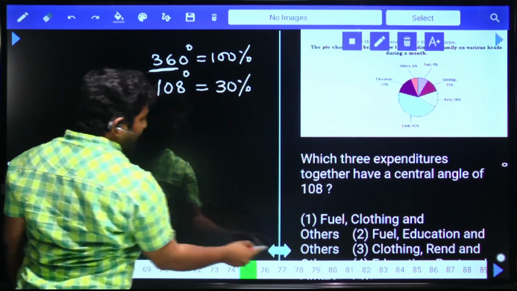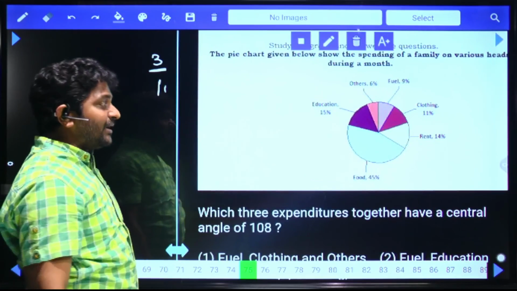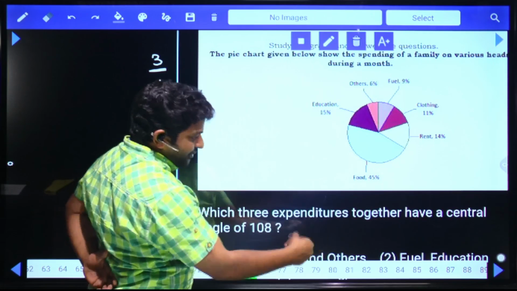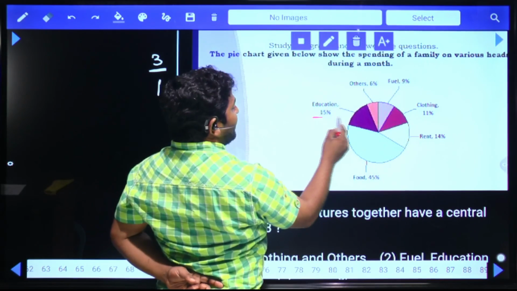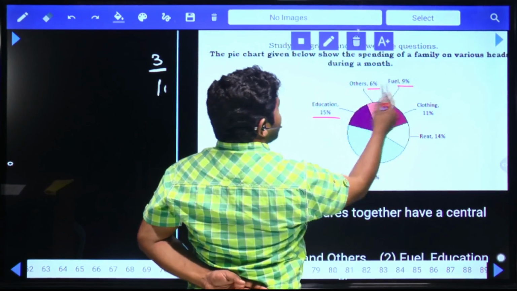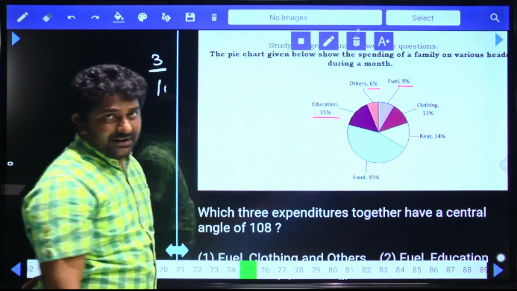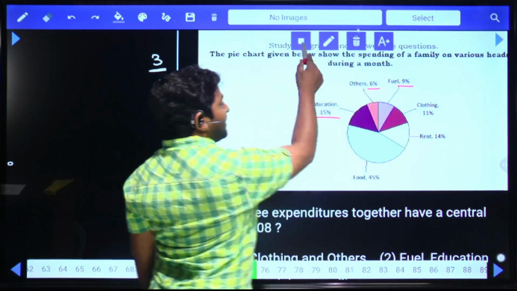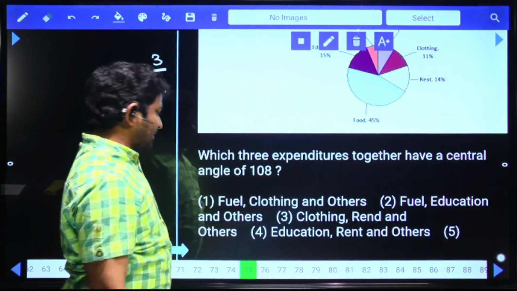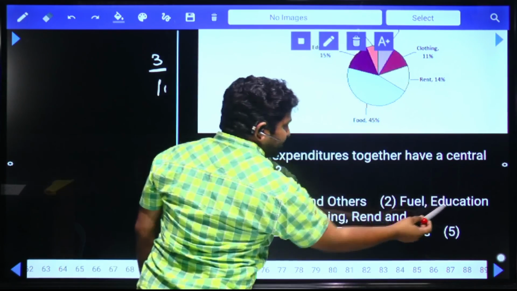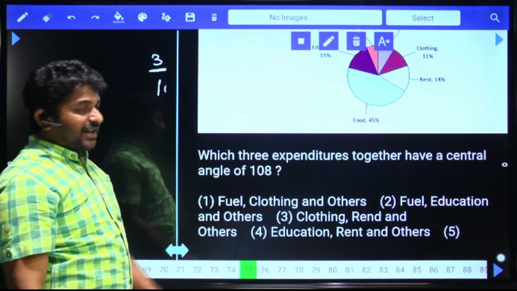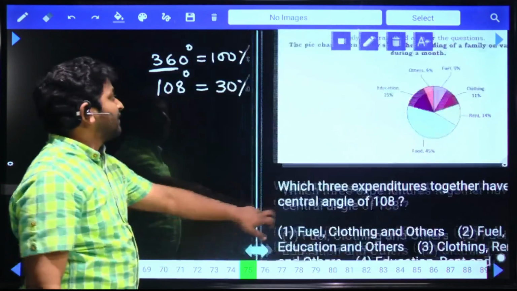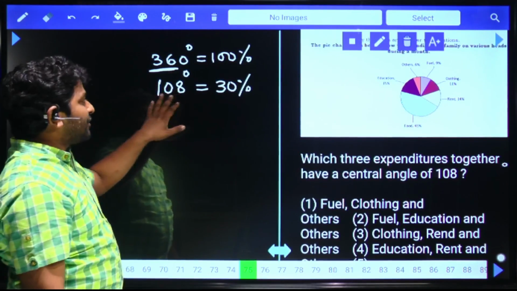So the sum of values among the given options must be equal to 30. Now using options you can verify. Otherwise using data: 15, 6 plus 9. 6 plus 9 is 15. 15 plus 15 is 30. So the values are education, fuel, others. Second option has education, fuel and others. And that value is equal to 30%, in terms of degrees, 108.